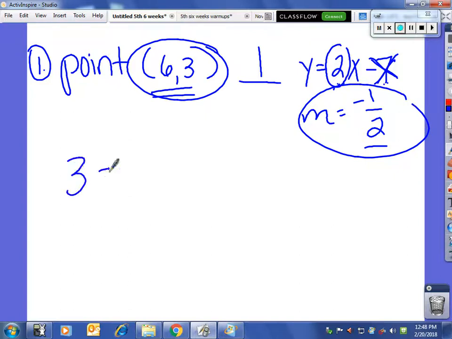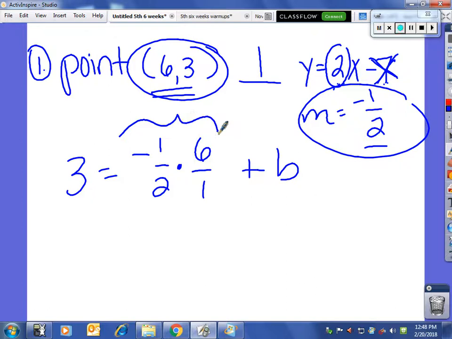So y equals m times x plus b. Our fraction should disappear right here. So 3 equals negative 3 plus b. What does b equal? 6. Some kids were telling me 0, but it's not 0. You add 3 to both sides.